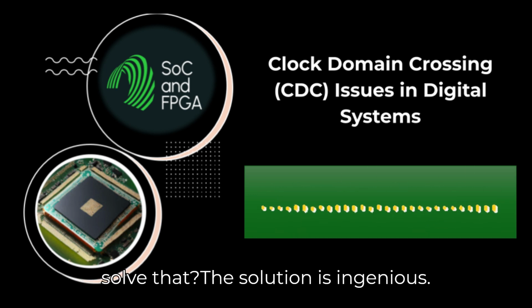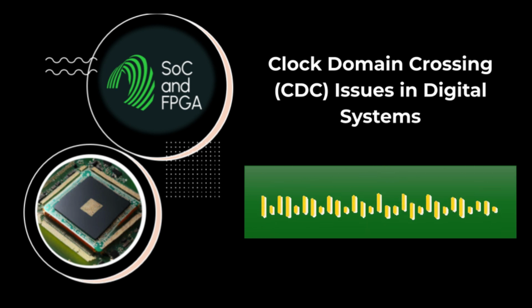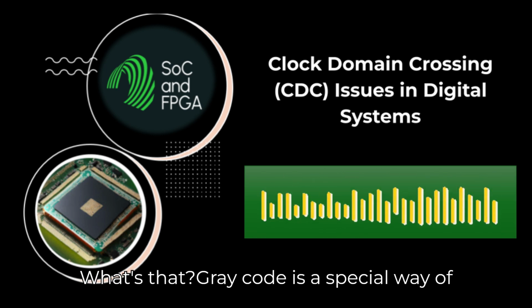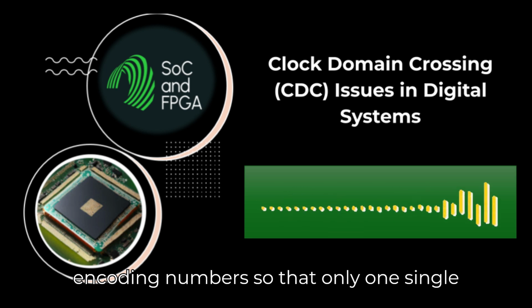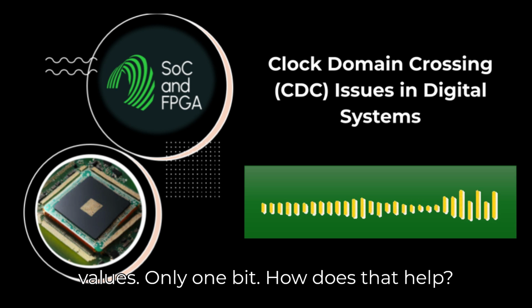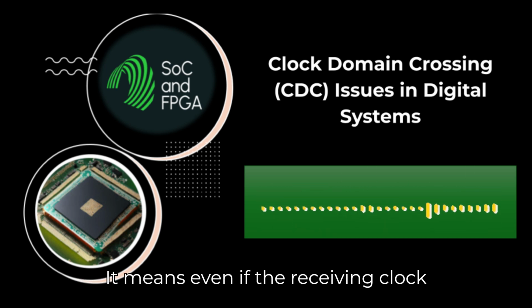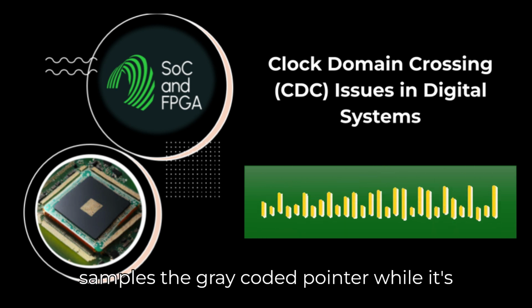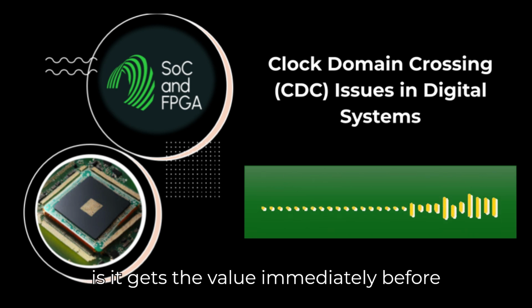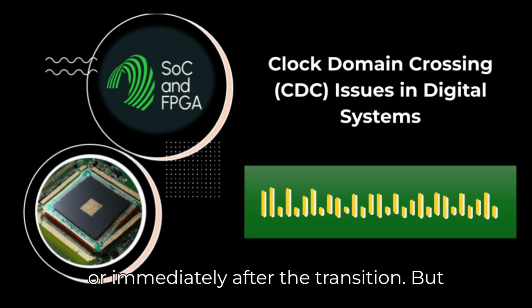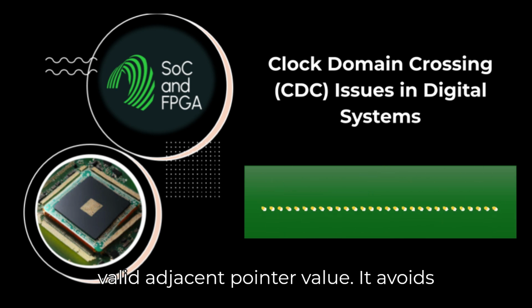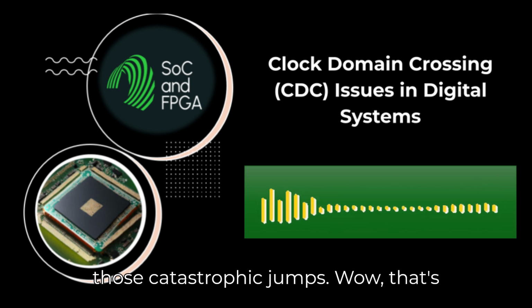So how do you solve that? The solution is ingenious. Binary to gray encoding. Gray code. What's that? Gray code is a special way of encoding numbers so that only one single bit changes between any two successive values. Only one bit. How does that help? It means even if the receiving clock samples the gray-coded pointer while it's transitioning, the worst that can happen is it gets the value immediately before or immediately after the transition. But since only one bit flipped, it's still a valid adjacent pointer value. It avoids those catastrophic jumps.